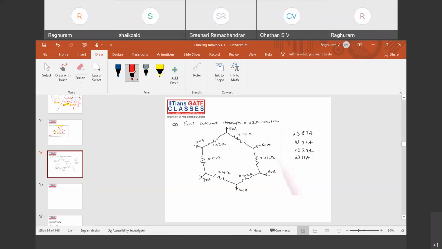You have to find the current through the 0.03 ohm resistor, which is this one. Okay, you have to find the current through the 0.03 ohm resistor.